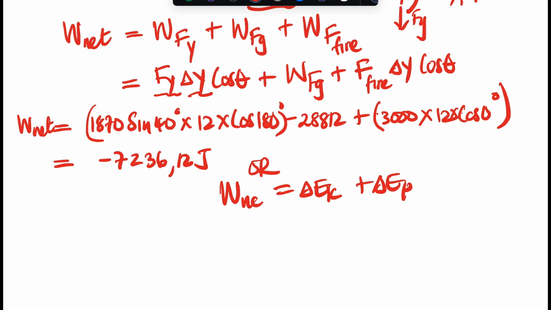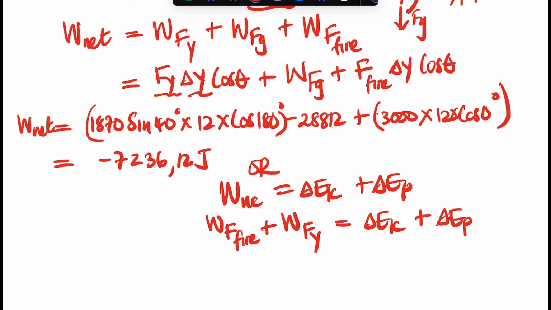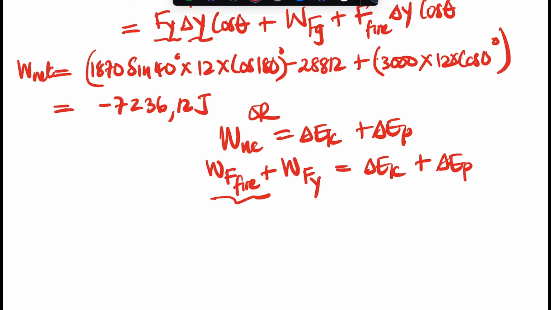So the work done by the non-conservative forces here is the work done by the force of fire plus the work done by Fy only. The gravitational force is not non-conservative. Then we have the change in EK plus the change in EP. So the work done by the force of fire is going to be 3,000 times 12 times cos 0, plus the work done by Fy.